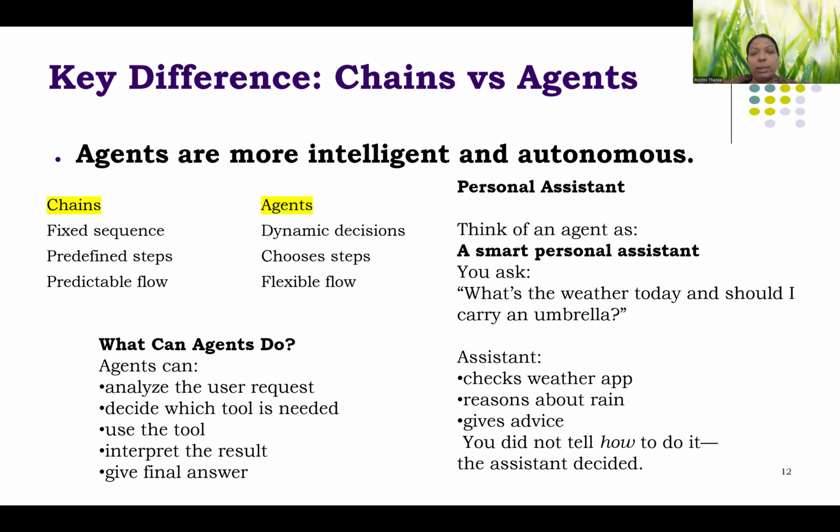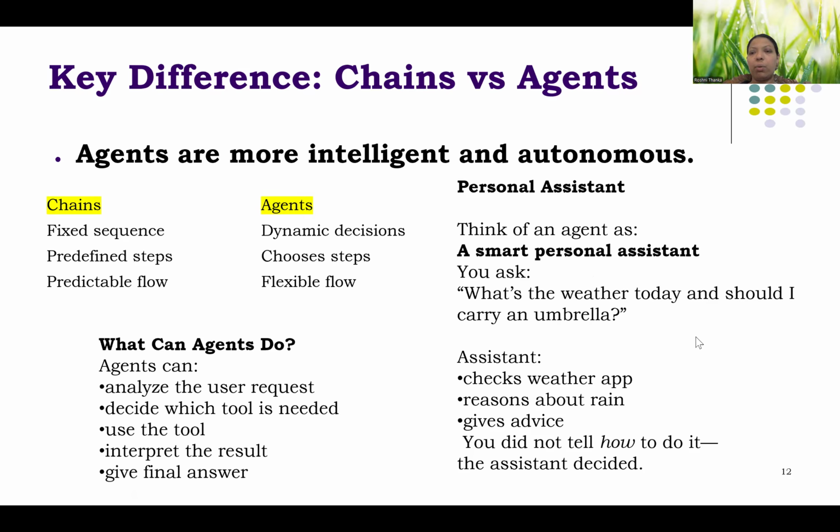So, what can an agent do? It can analyze the user request, decide the tool, use the tool, interpret the result, and finally give the answer. All of this happens with the help of the LLM. Here is an example: asking, what is the weather today and should I carry an umbrella? That is the input the agent is getting. Based upon the query, the agent will understand and dynamically decide, okay, to check the weather, we need a weather API.